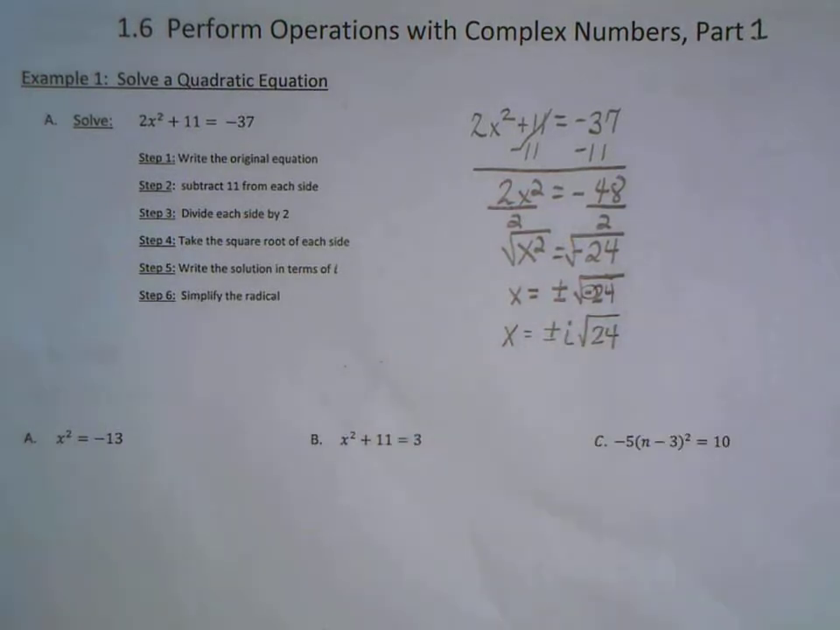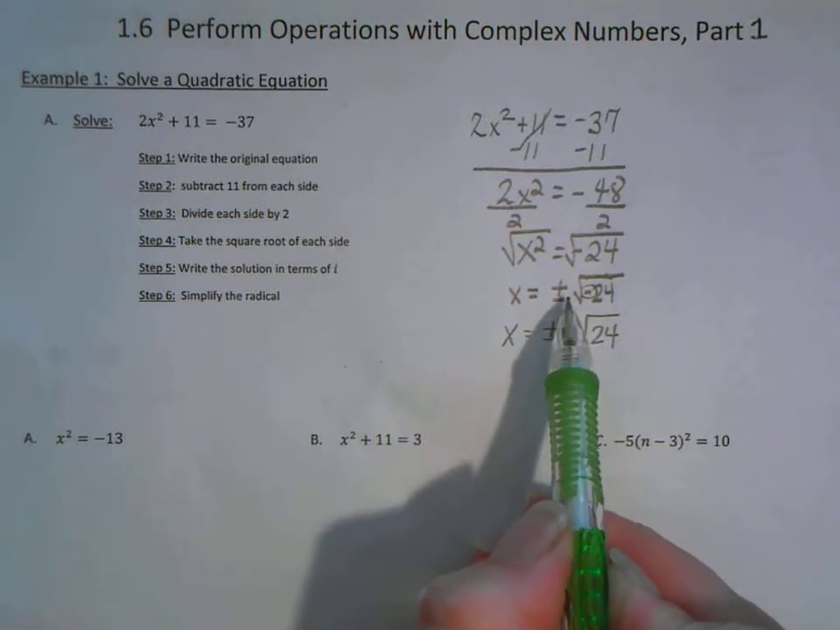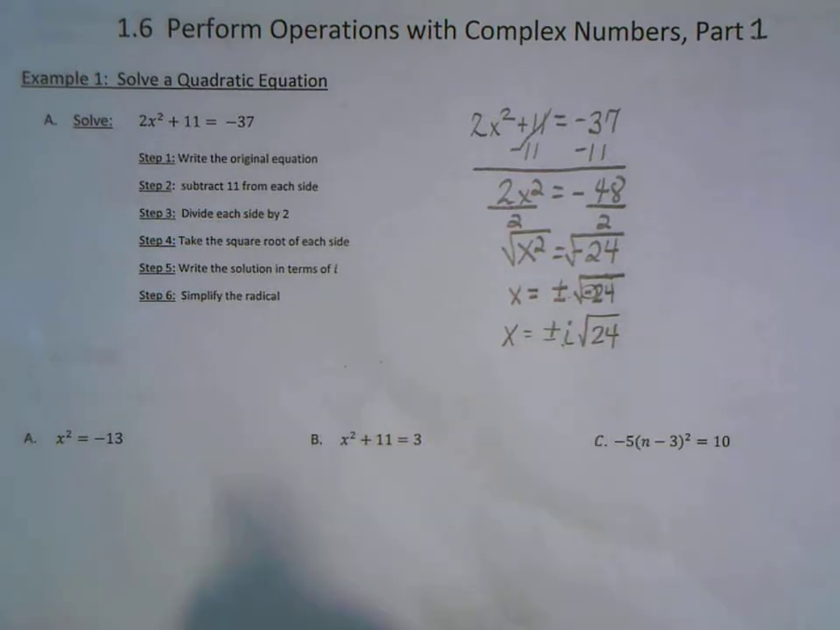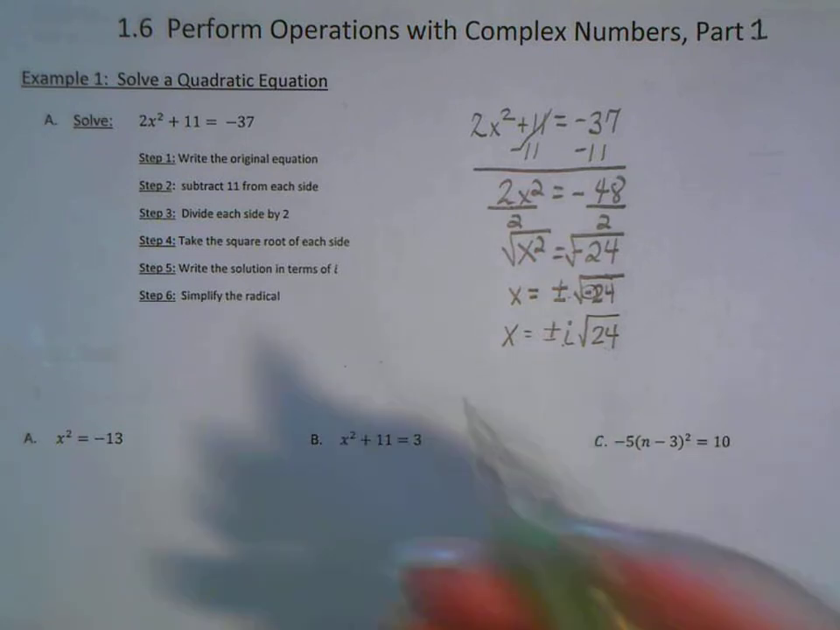So if you notice, all I did was take this negative out and put it out front, but it turns into an i. It's like that whole Clark Kent and Superman thing. Inside the radical, it's a negative. Outside of the radical, it's an i. Then you're going to proceed and do the same process that you did in 1.5. You want to break your radical down, simplify your radical if you can.